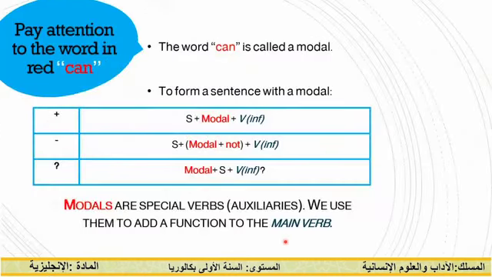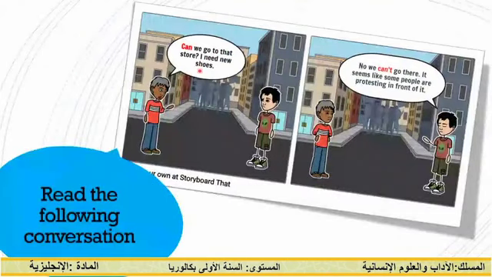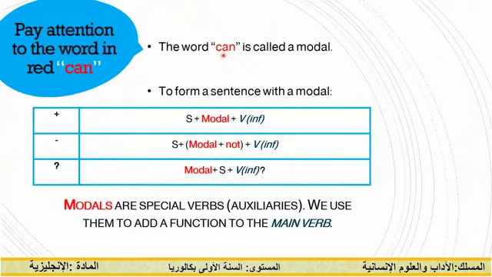Okay? So now let's go to the following slide. Here we need to pay attention to the word in red. It's can. Okay? Let's go back and see. It's can, and here it's can't. So the word can is called a modal. It's not the only modal, but it is called a modal. So how do we form a sentence with a modal? We'll see.